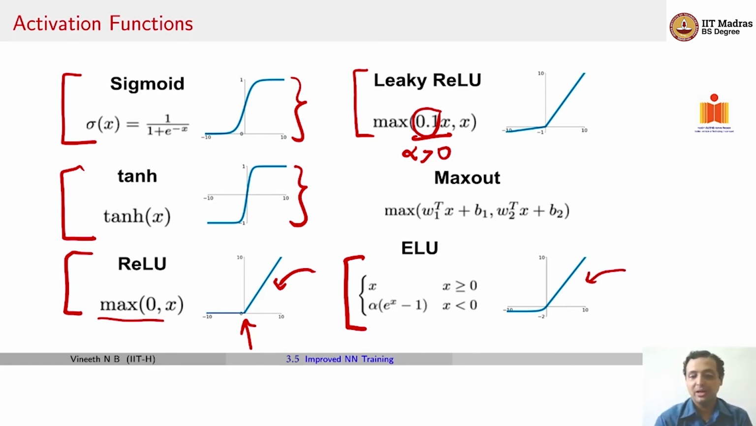which is given by, for any value greater than 0, it is x, just like what we saw for ReLU. But for input values less than 0, we assume it to be alpha times e to the power x minus 1, which has a shape as you can see here. As you can see here, this now becomes a smooth continuous function with no discontinuities.